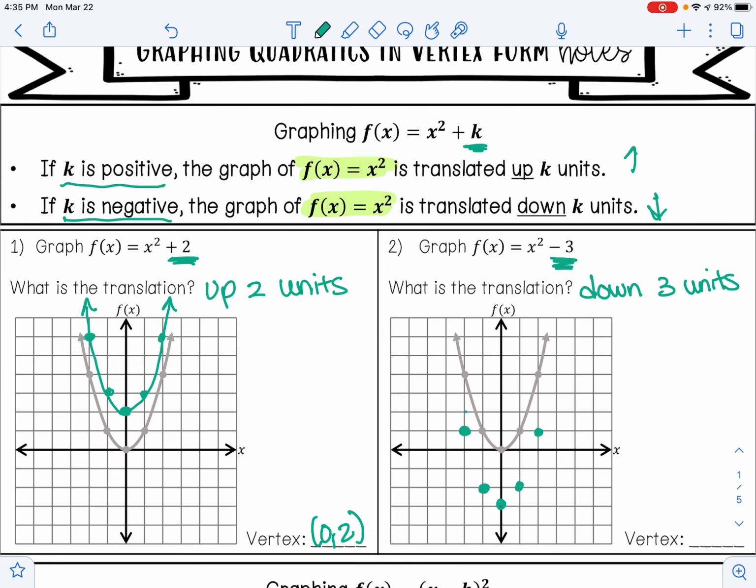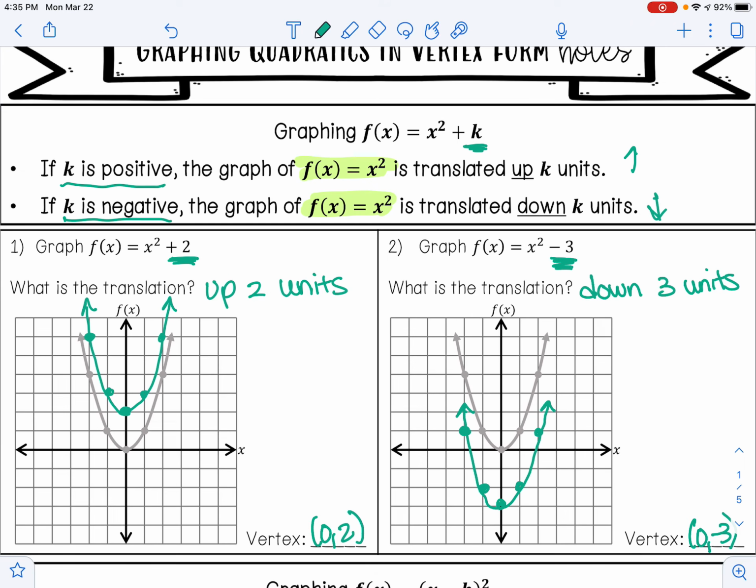And once I do that, I'm going to go ahead and connect these points in a parabola. This parabola does go on forever. That is why I am including my arrows at the ends of my graph. The vertex of this new function is the ordered pair 0, negative 3.